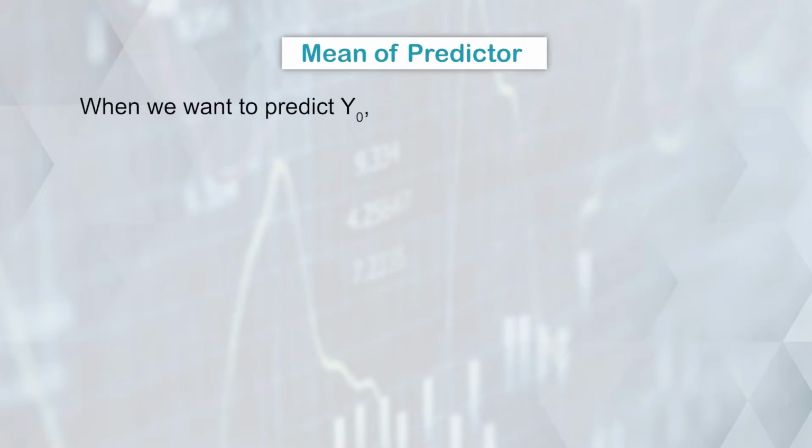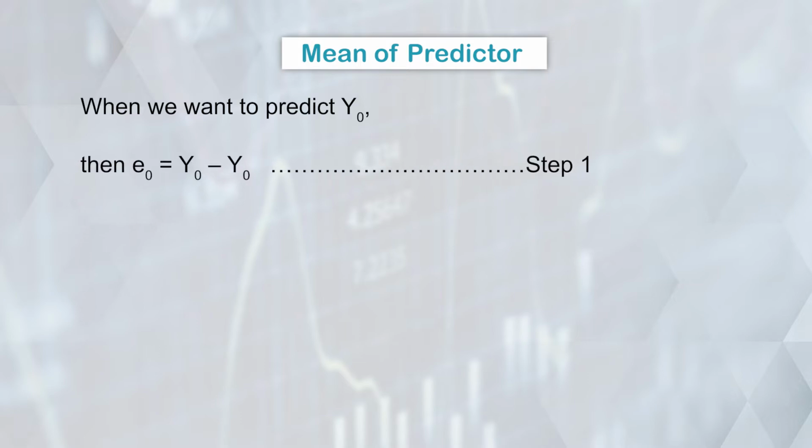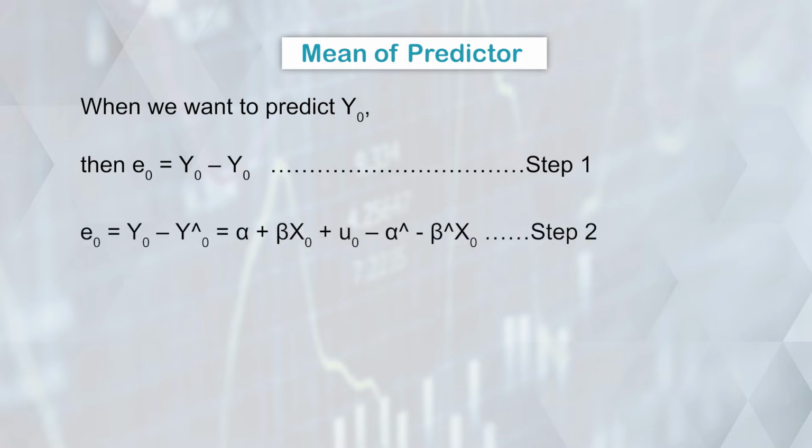Now we go for the derivation of the mean of the predictor, that is y0. So when we want to predict y0, first of all we need to look at the expression of error, which is e0. So we observe e0 is equal to y0 minus y0 hat, that is the step 1. So in the step 1 we observe that error is the difference between the actual value of y0 minus the predicted value of the y0. Now, in that way, we are substituting the expression of y0 in this expression, which is alpha plus beta x0 plus u0, because that is how the expression of y0 comes in.